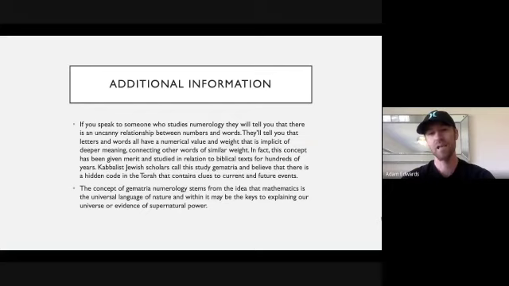In fact, this concept has been given merit and studied in relation to biblical texts for hundreds of years. Kabbalist Jewish scholars call this study gematria and believe that there is a hidden code in the Torah that contains clues to current and future events. The concept of gematria, numerology, stems from the idea that mathematics is the universal language of nature, and within it may be the keys to explaining our universe or evidence of supernatural power.